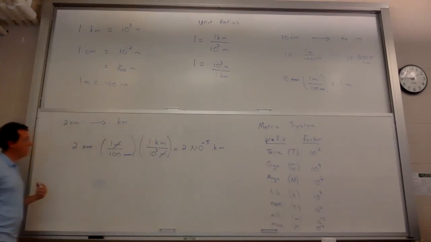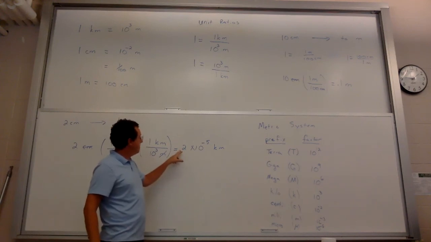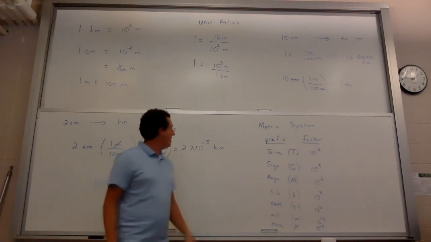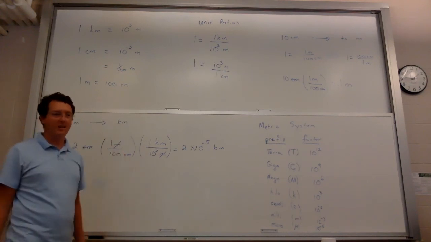So 2 centimeters are like, let's see, so that would be 200 thousandths. So 200 thousandths of a kilometer. Some insane amount.